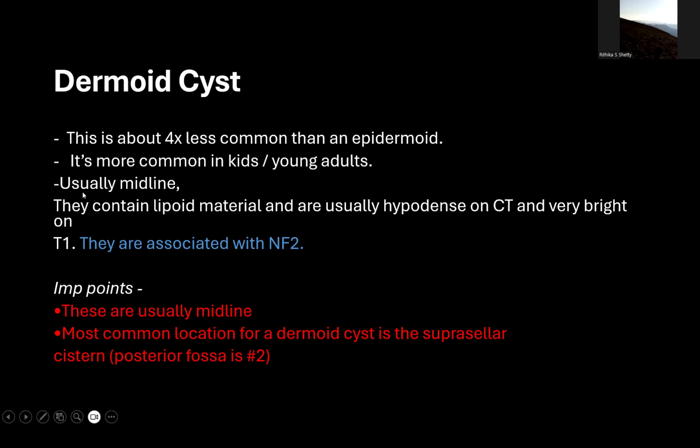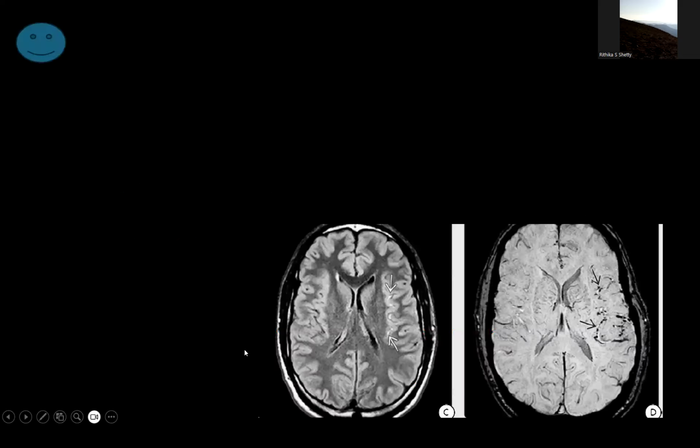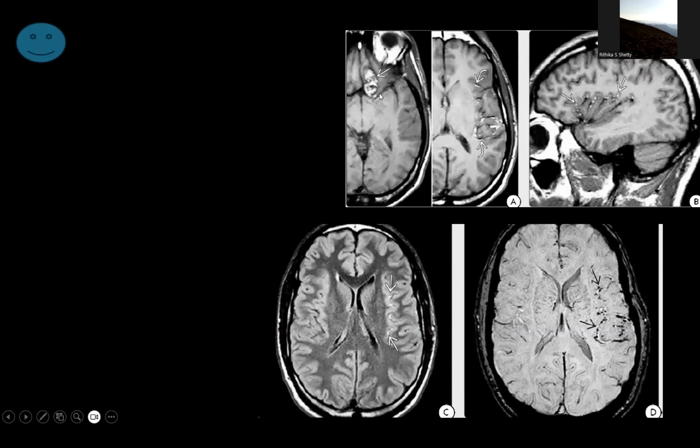Summarizing dermoid cyst, it is 4 times less common than epidermoid. Epidermoid is most common. It is seen in kids, young adults, usually midline, contains lipoid material and is hypodense on CT, very bright on T1, associated with neurofibromatosis too. Take home messages, they are usually midline, and the most common location for dermoid is usually the suprasellar cistern, followed by posterior fossa.